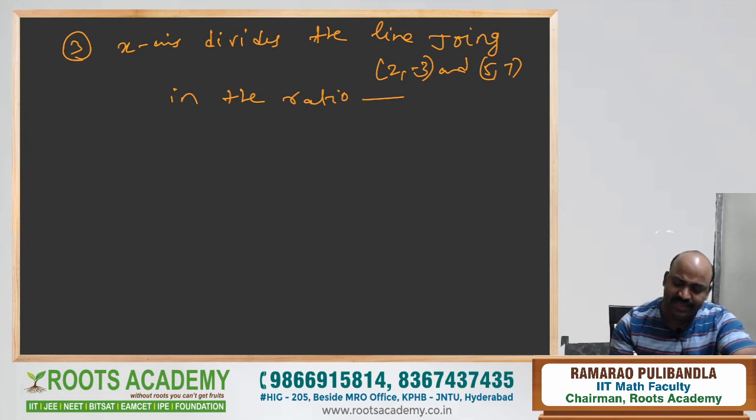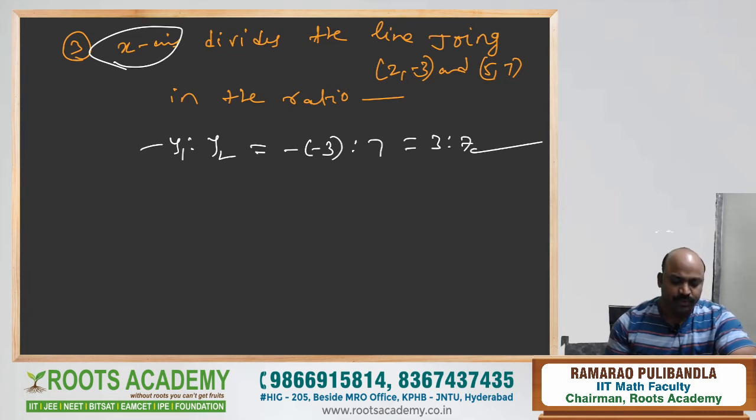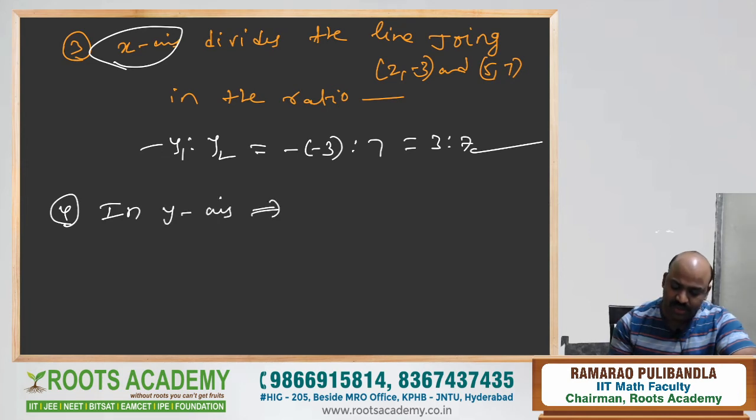Now, when it is the x-axis, what is the way? Minus y1 is to y2. That's the formula we learned. So, minus of minus 3 is to 7. The answer is 3 is to 7. Finished. And the fourth one I am giving is, in the above, the y-axis divides in what ratio? Minus x1 is to x2, no? So it's nothing but minus 2 is to 5.